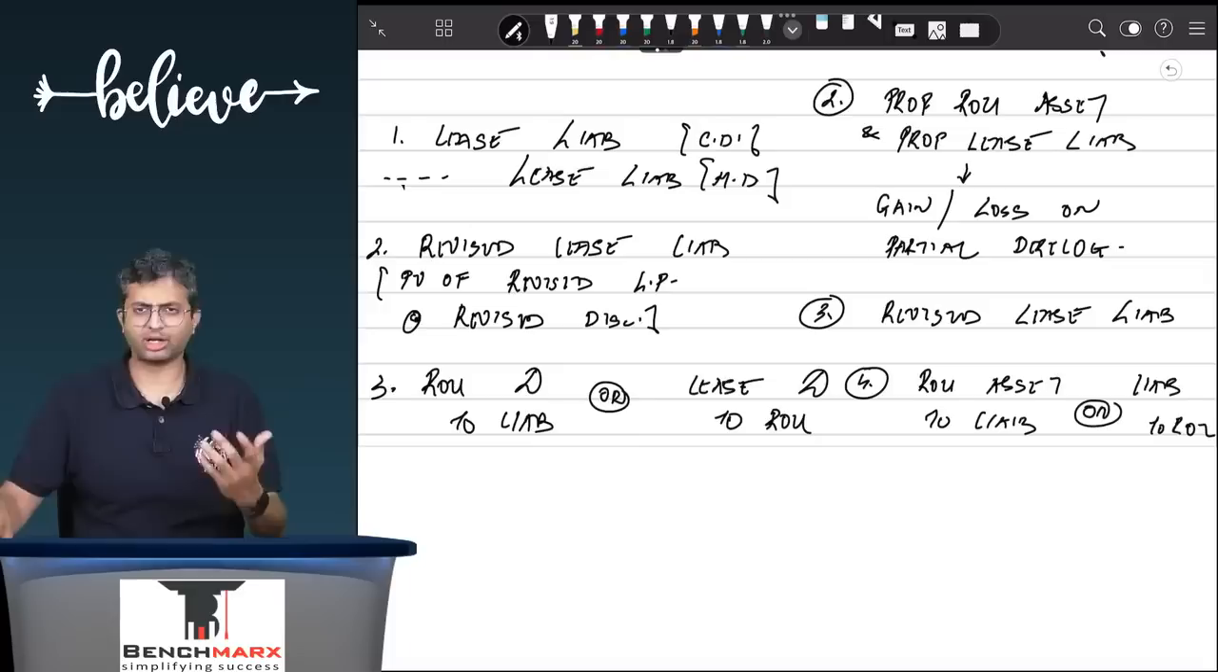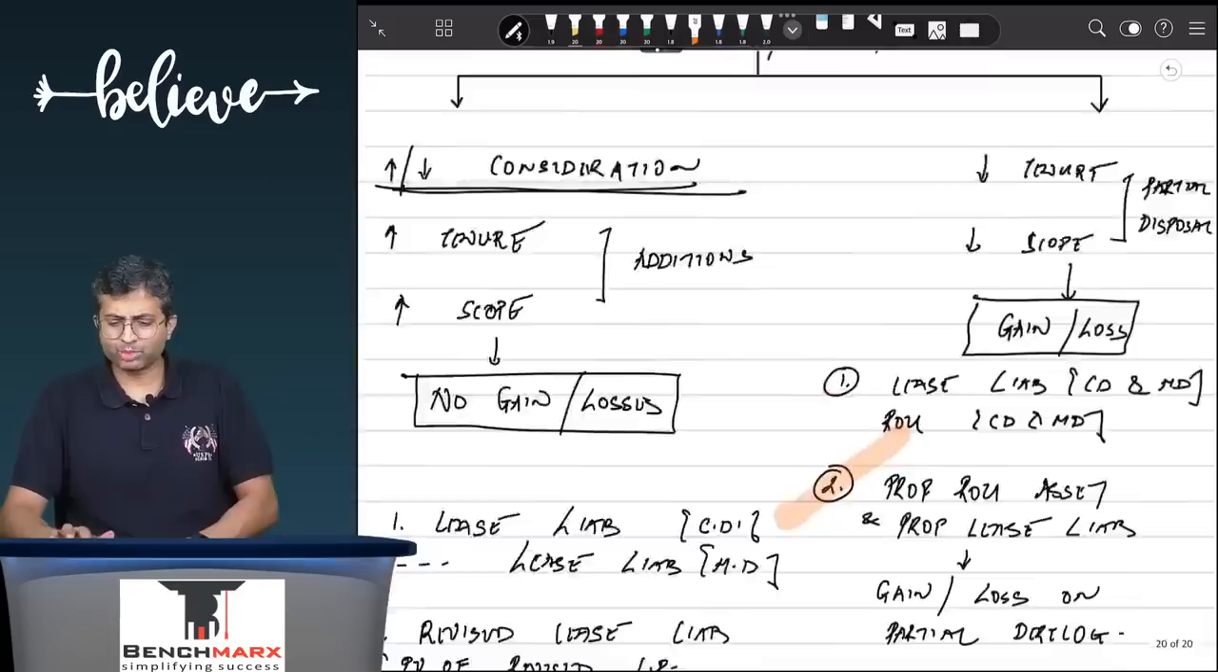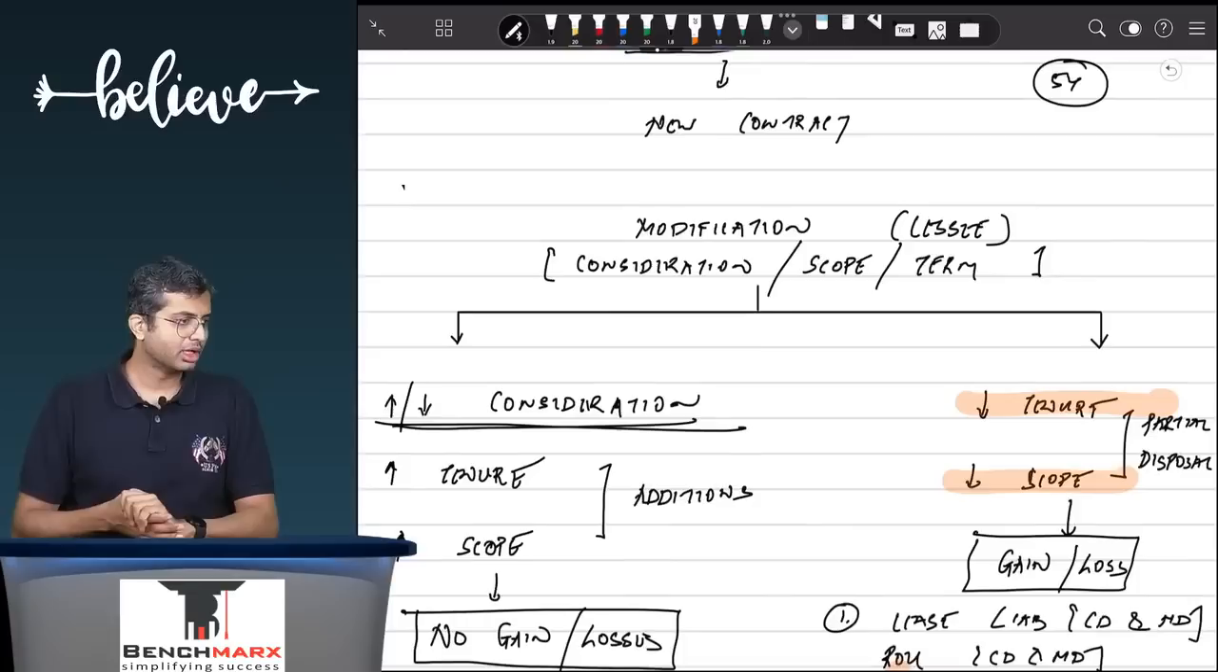It is just that this additional step gets added over here. So you have to be able to figure out when this additional step will get added, only if there's a decrease in tenure or there's a decrease in scope. In all other cases, you don't need to calculate separately a gain or loss. Okay, so this is about modifications.